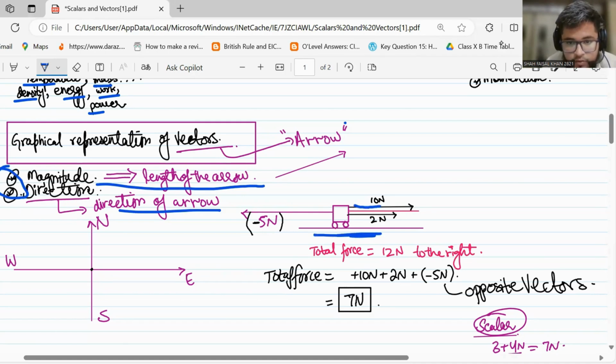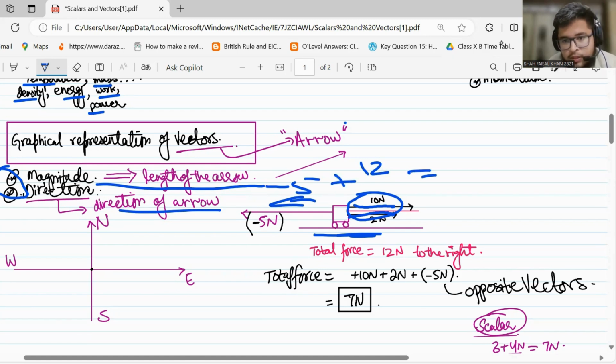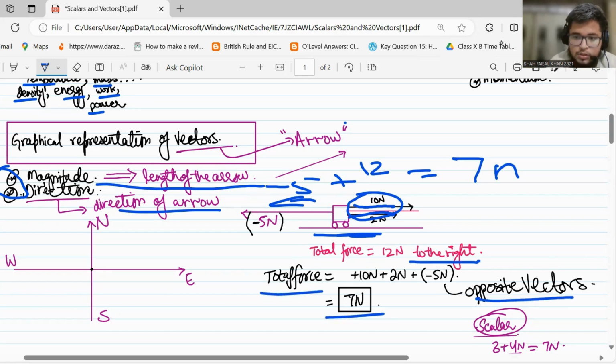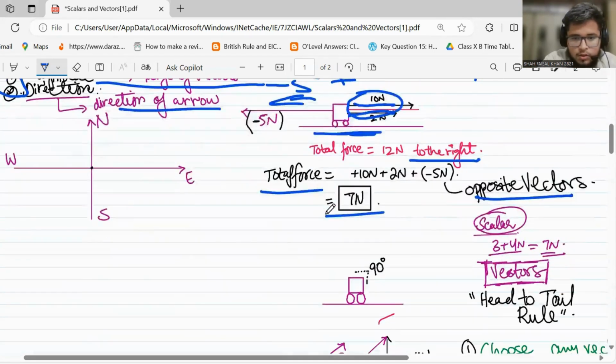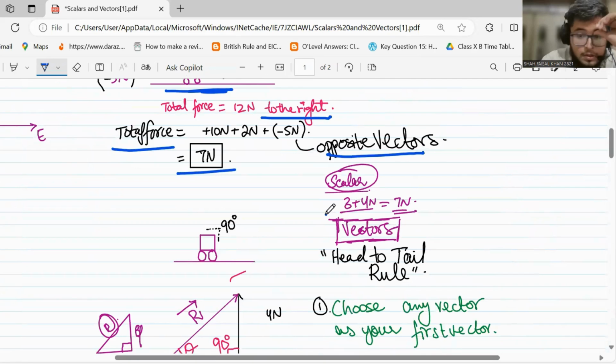Let's see, for example, this. 10 Newton and 2 Newton of force are applied to the right, while minus 5 Newton is on the left. When we total the right side, it becomes 12. When we total the left, it becomes minus 5. So when we calculate it, the answer will be 7 Newton to the right. This is the opposite vector, meaning the opposite force applied on an object.